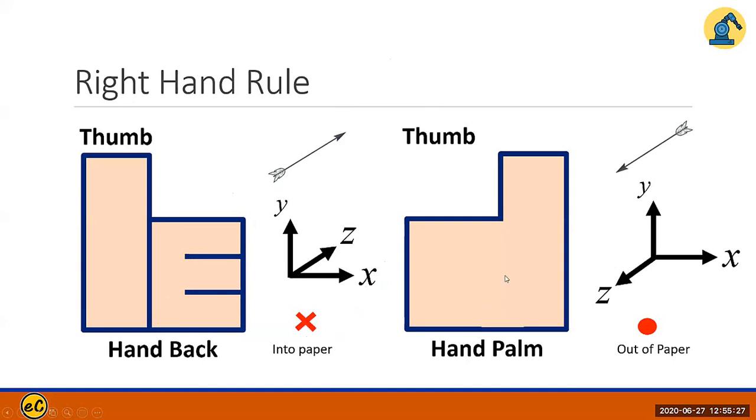And then we have the hand palm. This is also the right hand, and we use this symbol. So we have the arrow. This hand system is actually into the paper, so it's into the paper, just see the arrow end. And then if we are using the palm, Z will be out of the paper, and then we see a dot. So these are the right-hand rules.